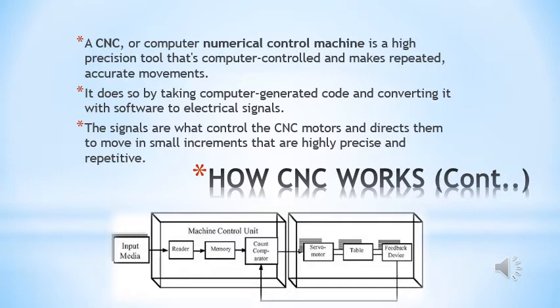It takes the computer generated code and converts it with the software to electrical signals to perform some functions. And the signals that the computer generates are what control the CNC motors and direct them to move in small increments that are highly precise and repetitive.